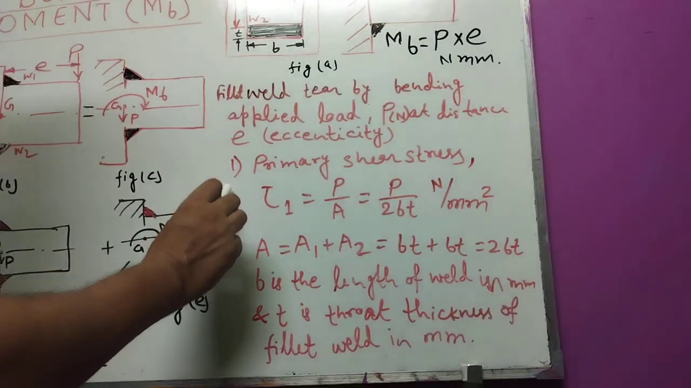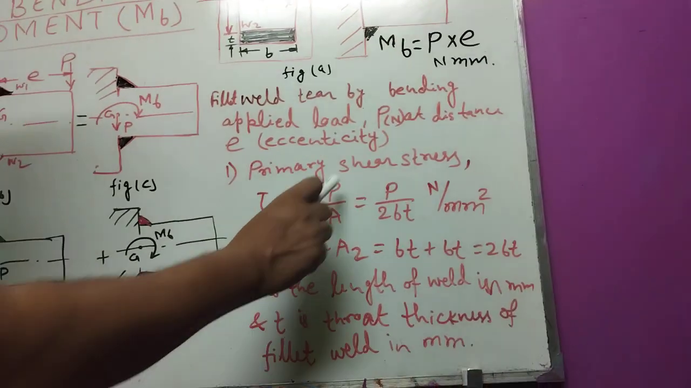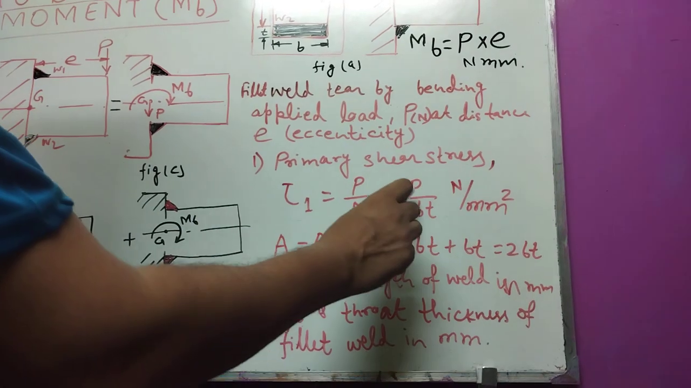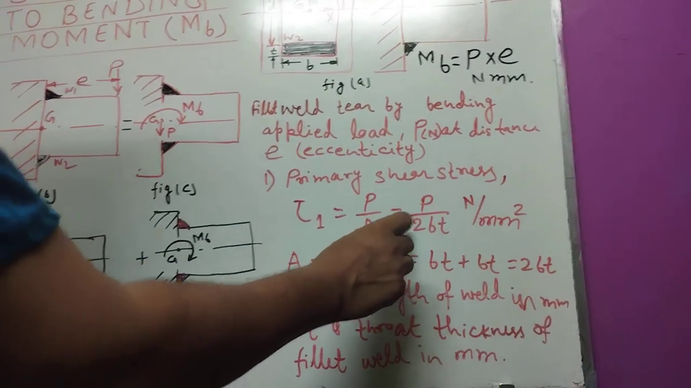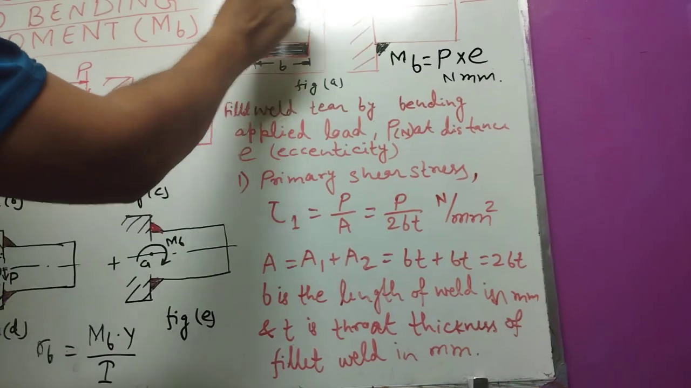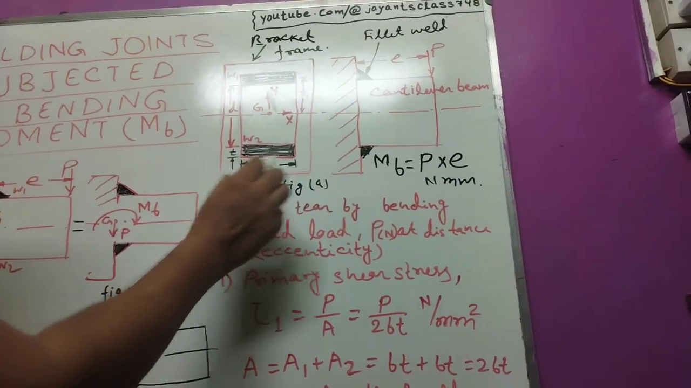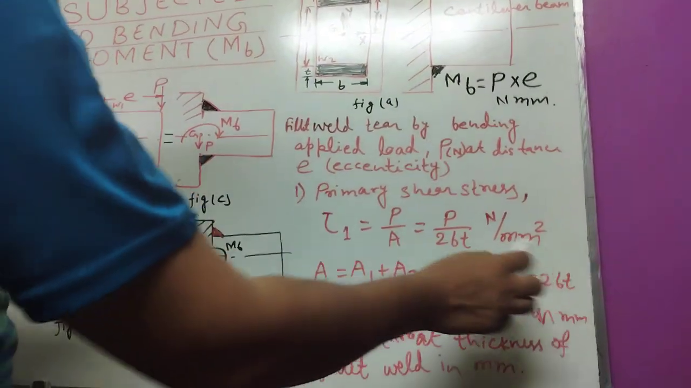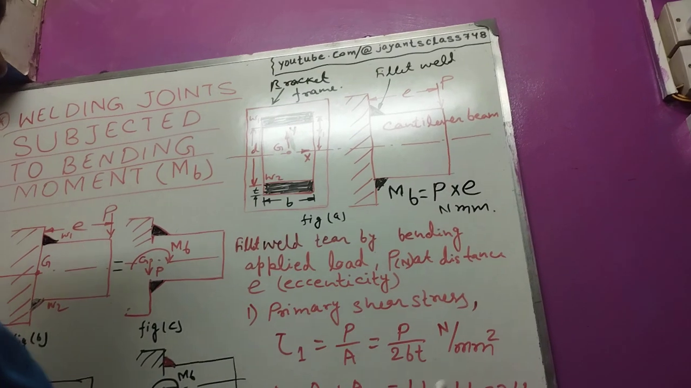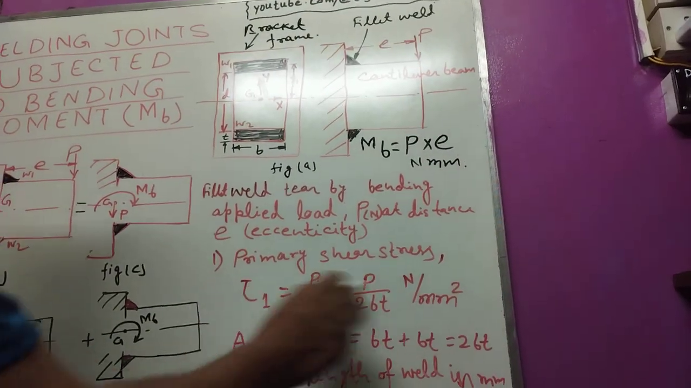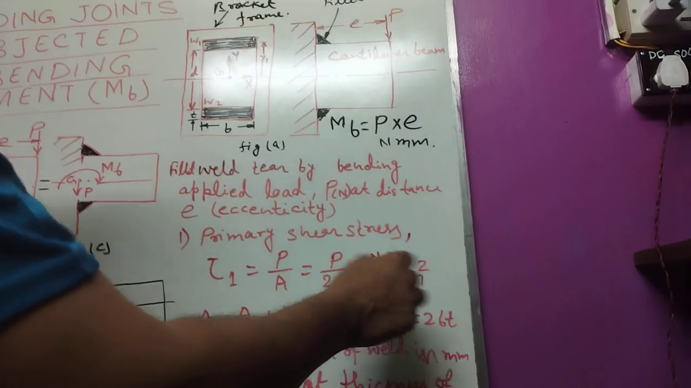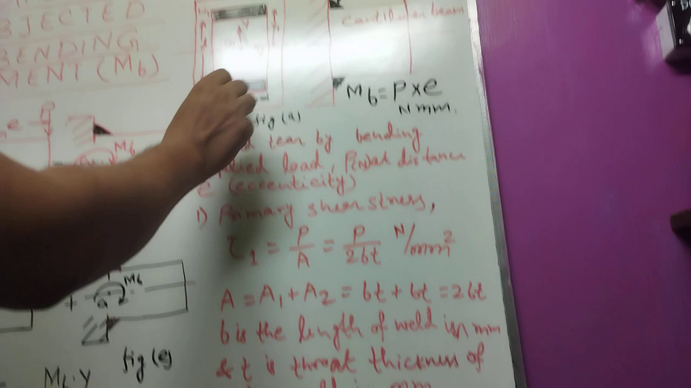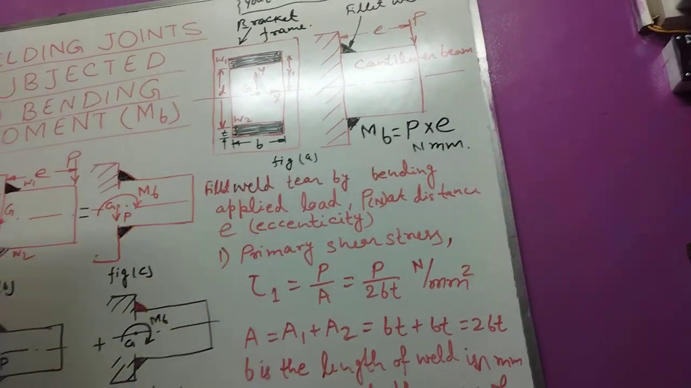eccentricity E. Therefore, first the primary shear stress we can find by load divided by area, in Newton per millimeter square, where P is the load in Newton. The area is area 1 plus area 2, which are rectangular, B into T each, therefore 2BT. So the primary shear stress is P divided by 2BT. Here B is the length of the weld in millimeter and throat thickness T is also in millimeter.